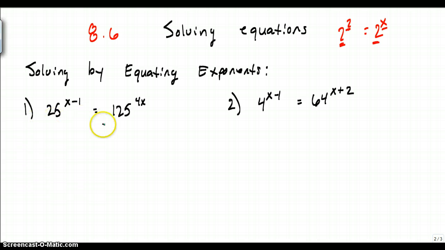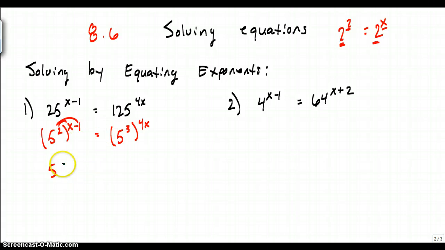So first, I want to get these to have the same base. Well, I know 25 is 5 squared and 125 is 5 cubed. So I'm going to rewrite these with a base of 5. So this is 5 squared raised to the x minus 1 power. And this is 5 cubed raised to the 4x power. So I'm going to apply the power property. I have to distribute this 2. So 5 to the entire quantity 2x minus 2 equals 5 to the, 3 times 4 is 12, so 12x.